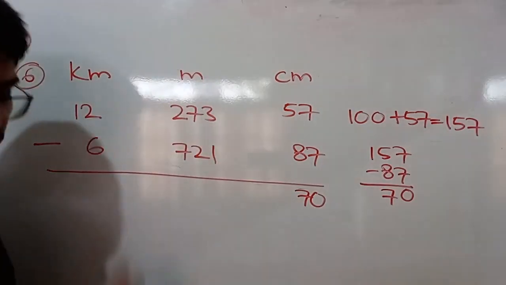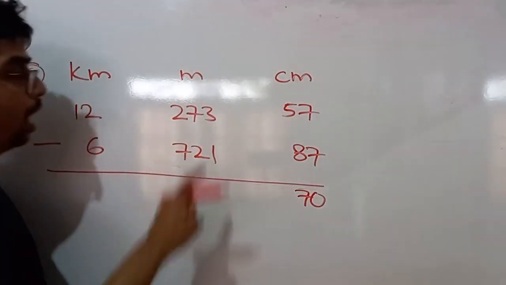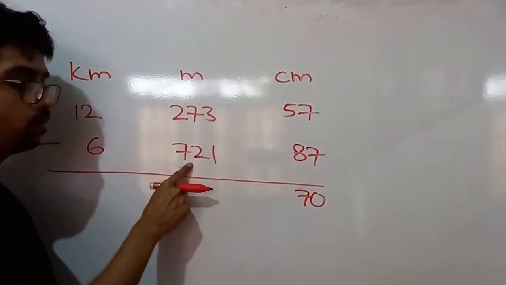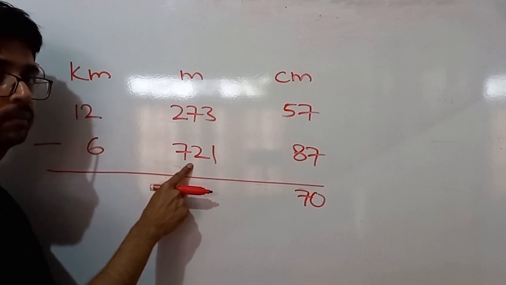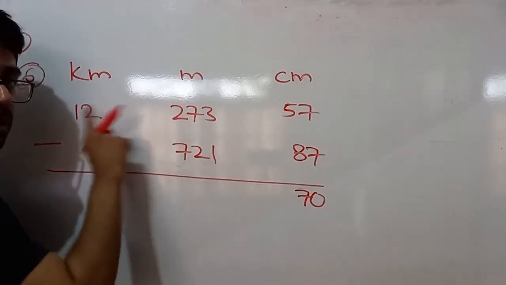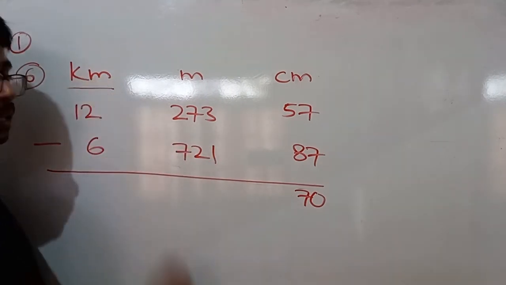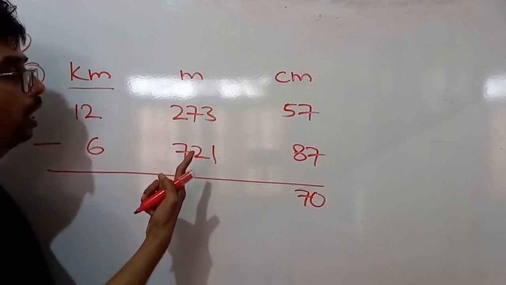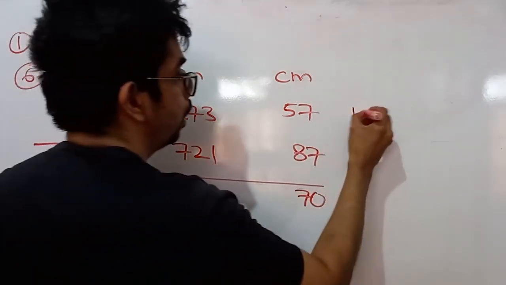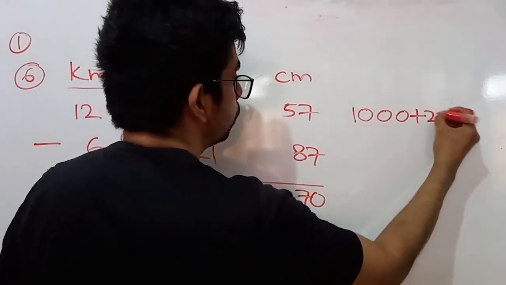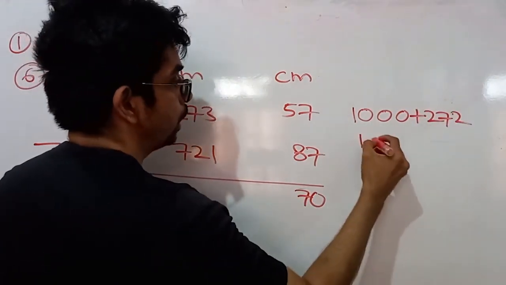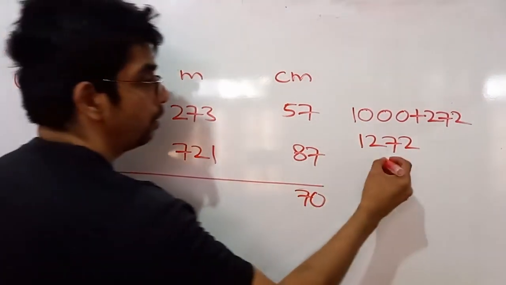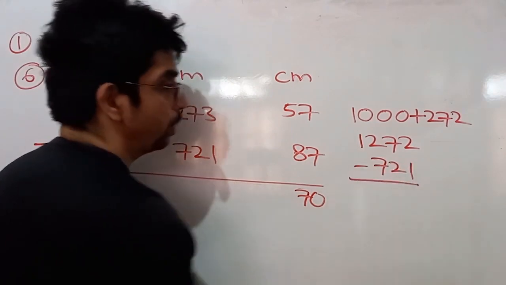Now, we come to the meter portion. So, there we have, after we have given a 1, the remainder will be what? 272. From that, we cannot subtract 721. So, what do we do? We borrow a 1 from our neighbor. Here, it is kilometers. So, after we borrow a 1, what is the total amount of meters? 1000 plus 272. So that will be 1272 meters. From that, we have to subtract 721.